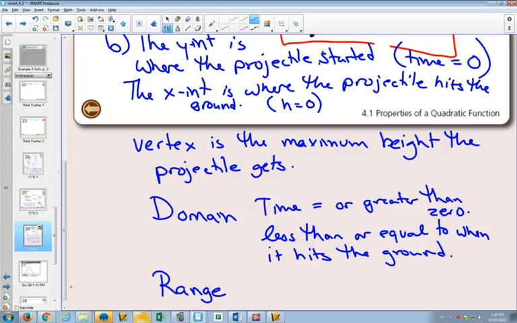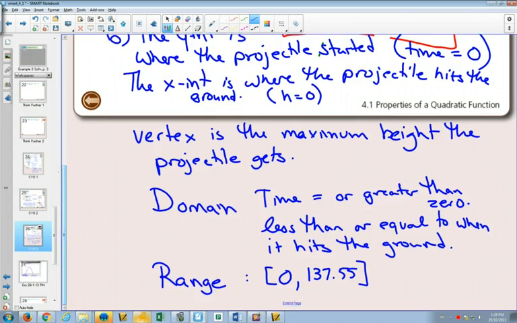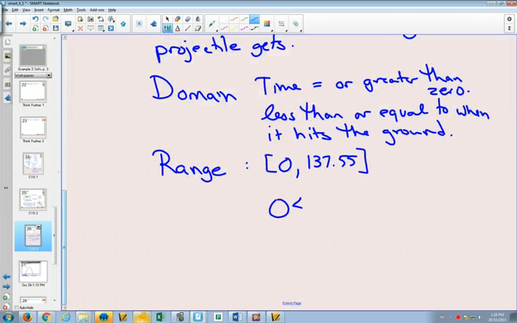But since we're in the context of a word problem, its range goes from 0, because that's when it hits the ground, up to 137.55. That's interval notation. In set notation, you would say that your y values are in between 0 and 137.55.